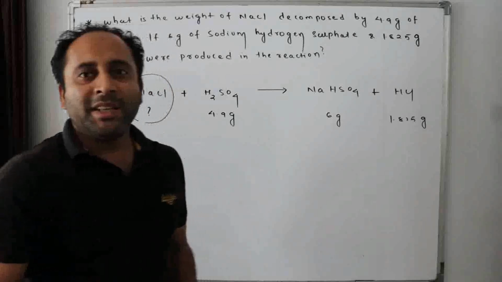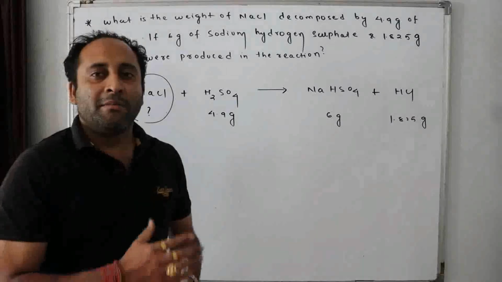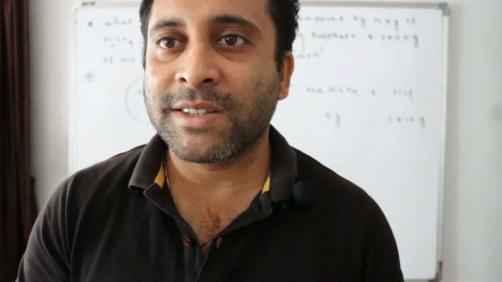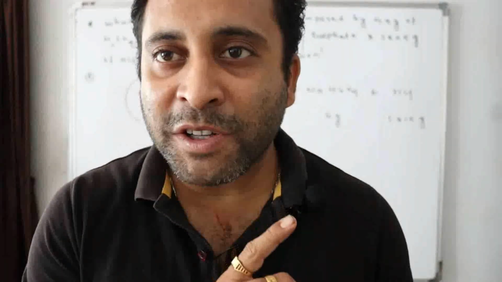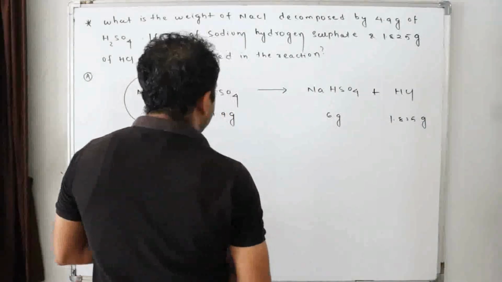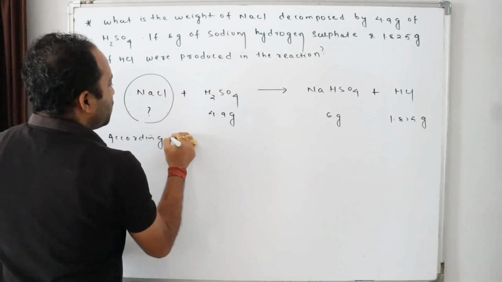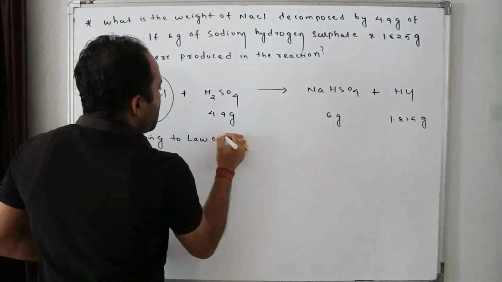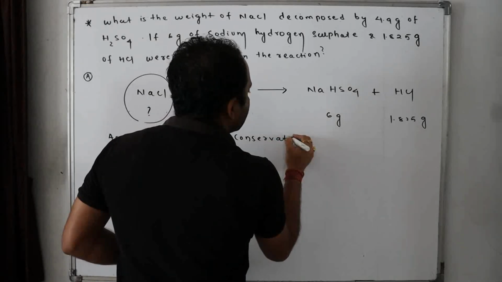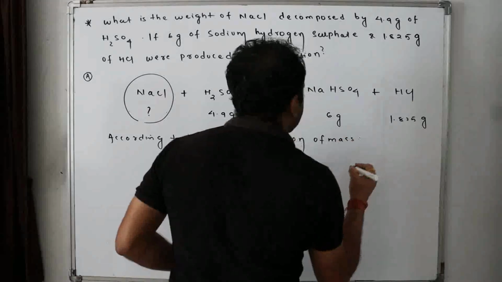By seeing this question, many faculties, many students jump to a big calculation, but it is not necessary. The question is very clear and simple. I taught you the law of conservation of mass. What is the law of conservation of mass? It says that the total mass of the reactants will be equal to the total mass of the products. According to the law of conservation of mass, what is that?